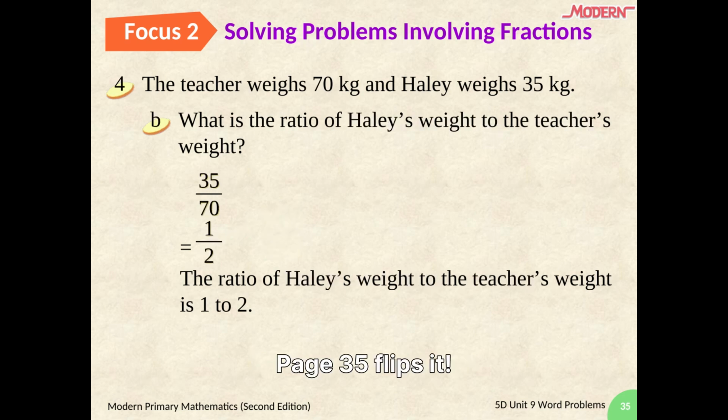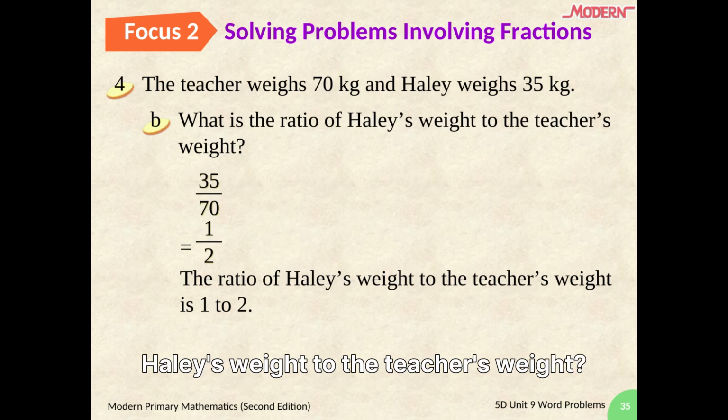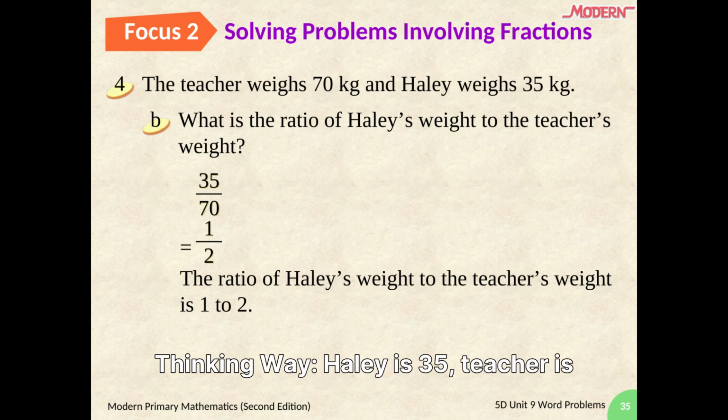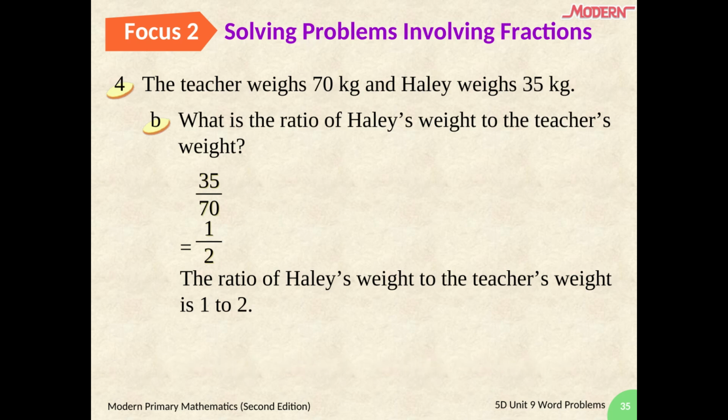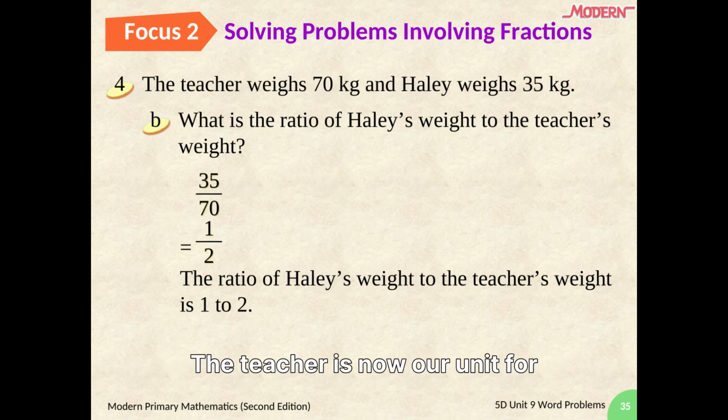Page 35 flips it. Question 4b. What is the ratio of Haley's weight to the teacher's weight? Now Haley is on top. Ready? Thinking way. Haley is 35. Teacher is 70. Since Haley is mentioned first, 35 is our numerator. The teacher is now our unit for comparison. 70 is the denominator. 35 over 70.